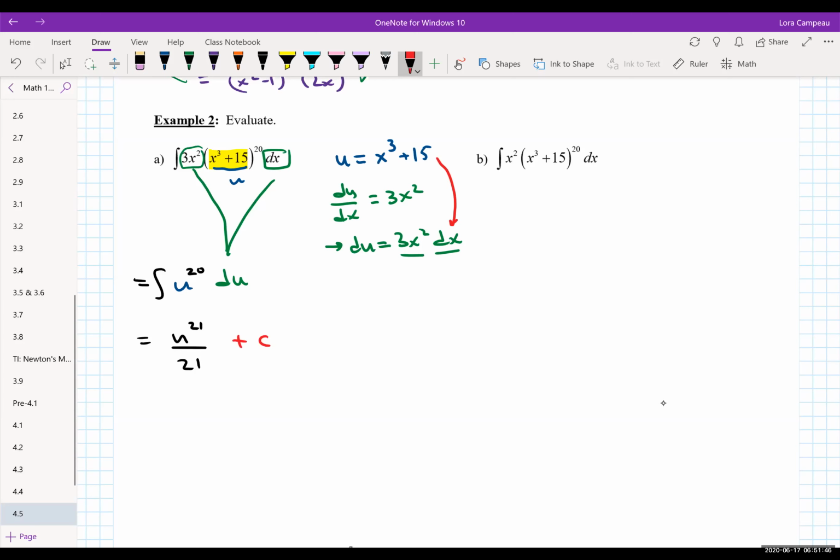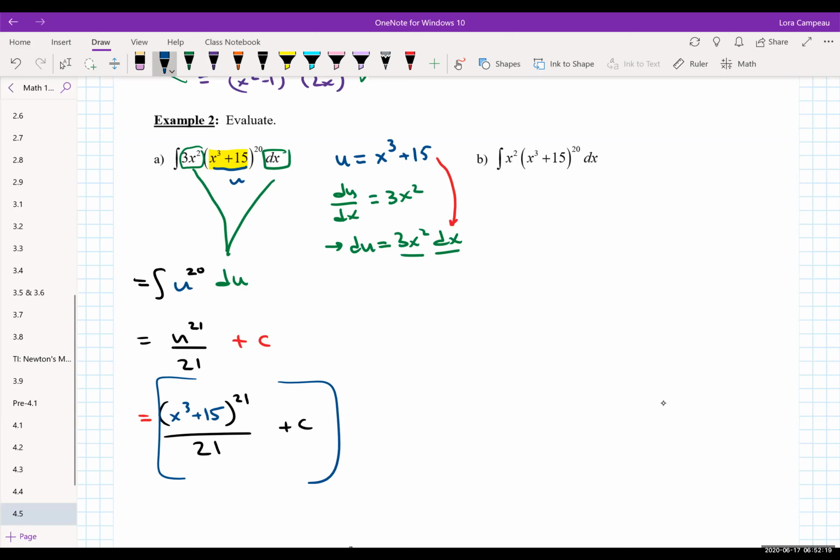And then the very last step is to say, okay, well, we didn't start with u. We started with x. So if you start with x, you better end with x. So instead of u to the 21st power over 21, we're going to replace the u back with x cubed plus 15, and we now have the answer to our integral. So it's quite nice. They come out really nice. You don't have to worry about multiplying anyone out.